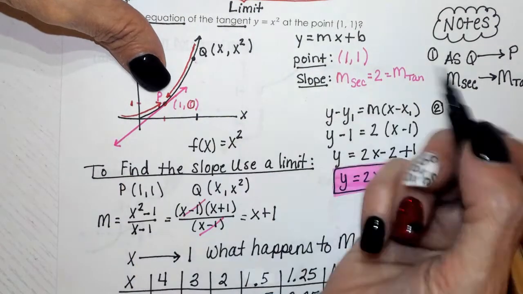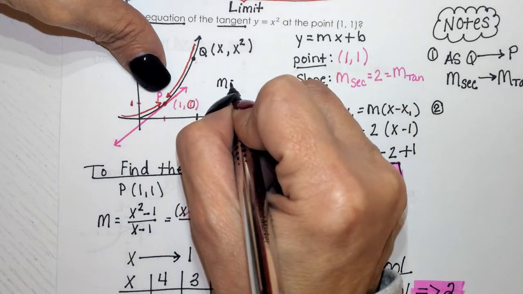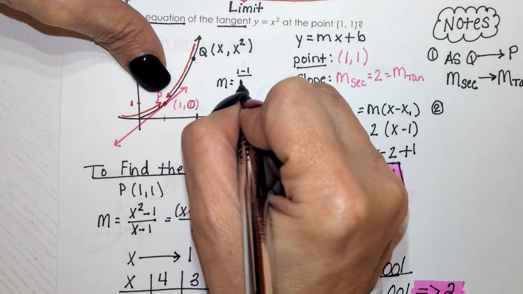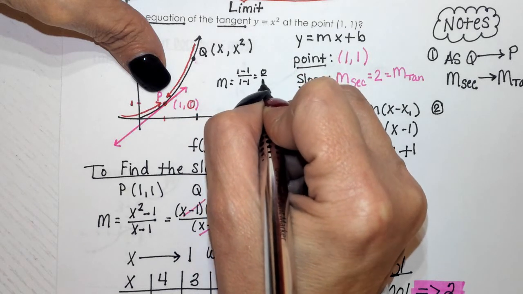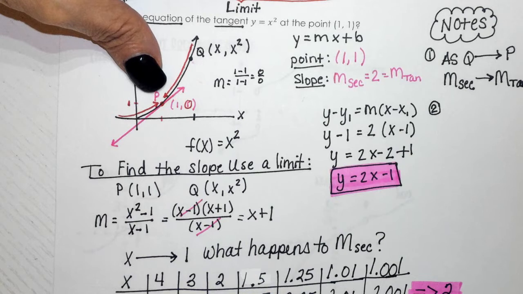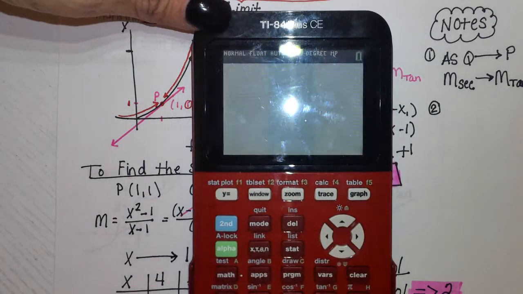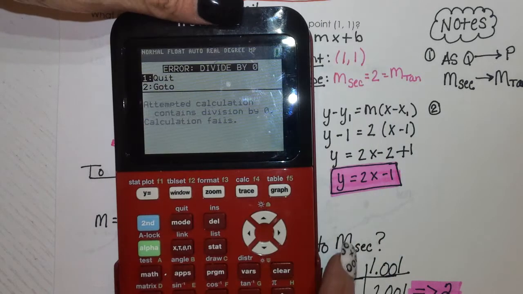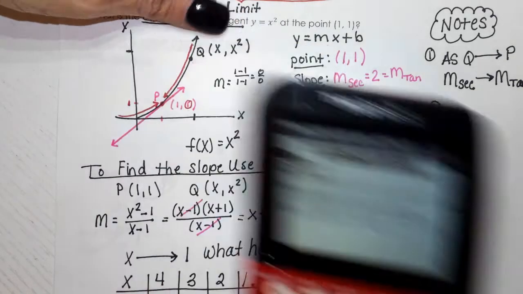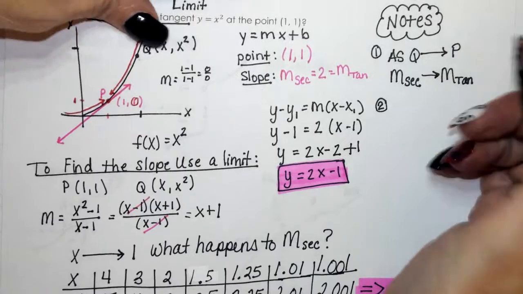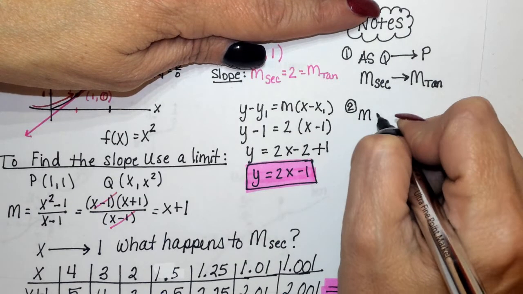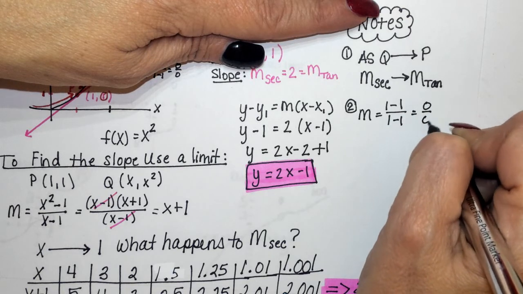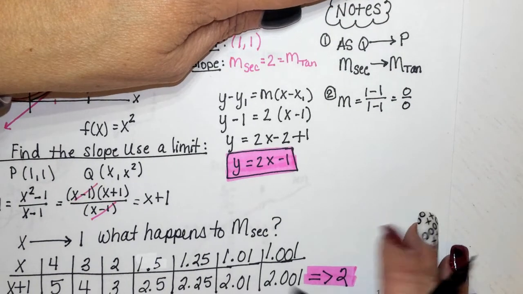Why didn't I just use 1, 1 as my point? Because here's what would have happened. If I would have used 1, 1 and 1, 1, I would have done 1 minus 1 over 1 minus 1, which is 0 over 0. Do you remember what 0 divided by 0 is? It's undefined. Division by 0, you can't do it. So we can't say the slope is 1 minus 1 over 1 minus 1, which is 0 over 0. We can't do that.